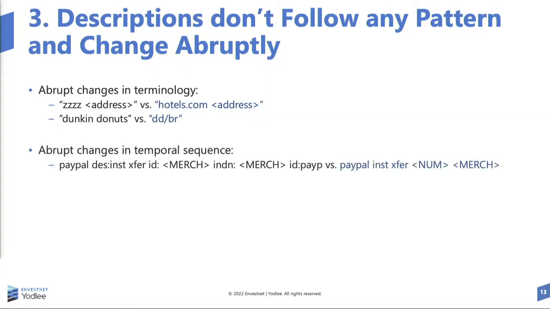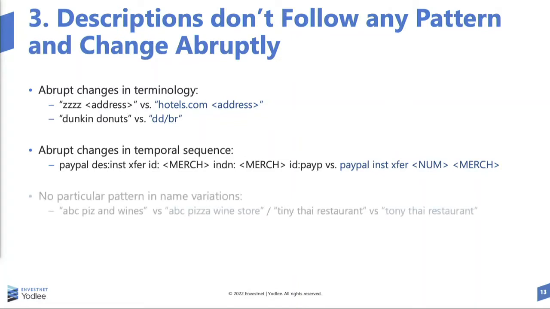In terms of the complexity, we see a lot of abrupt temporal shifts happening in the data. You have the merchant in the front, then the merchant goes in the back, and these are very common. And more importantly, there's no particular pattern in the name variation. We'll see a name variation like ABC, PIZ, and wines, and it could be ABC Pizza Wine Store. Or look at the next one: in that description only one letter changed, but these are two legitimate different vendors, Tiny Thai restaurant versus Tony Thai. In a natural English sense, only one letter has changed.